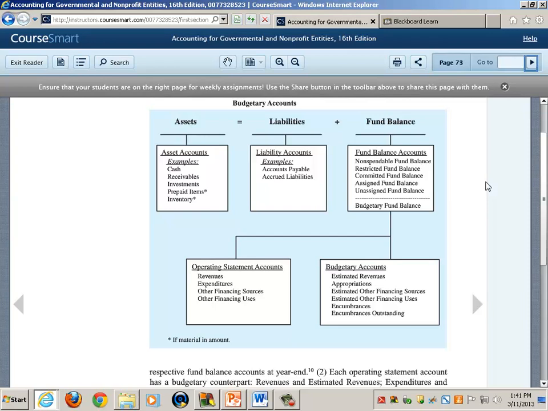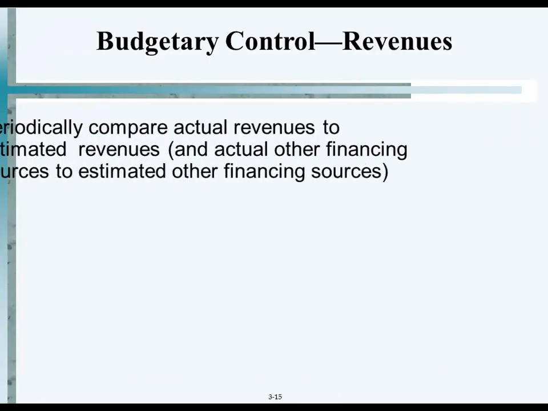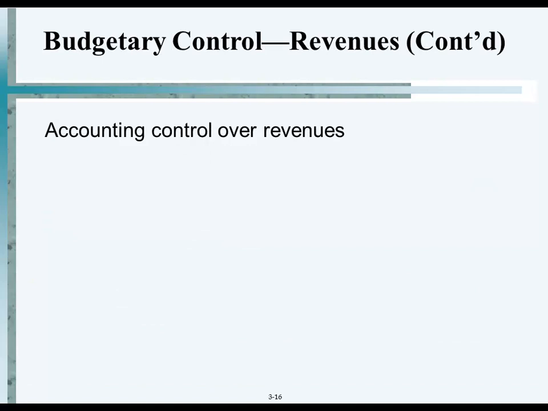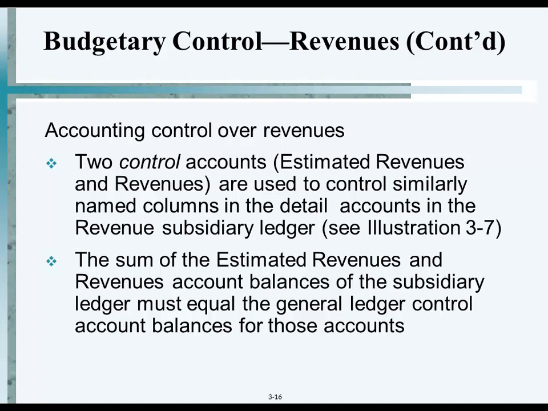Okay, let's go back. Okay, we talked about this. I think I spoke about this, which is the way in practice this is done is there are subsidiary ledgers. And basically what they do is for each item, so if you were anticipating permit fees of $100,000, you set up a ledger which shows the amount that should be received as estimated revenues for that.